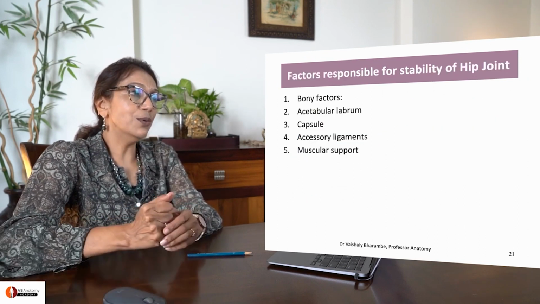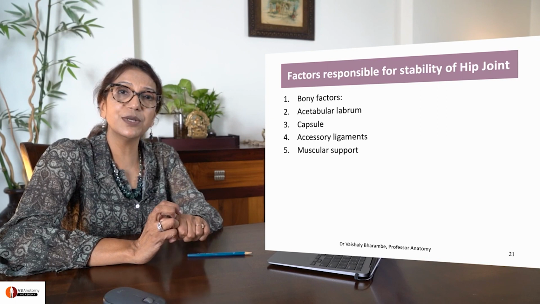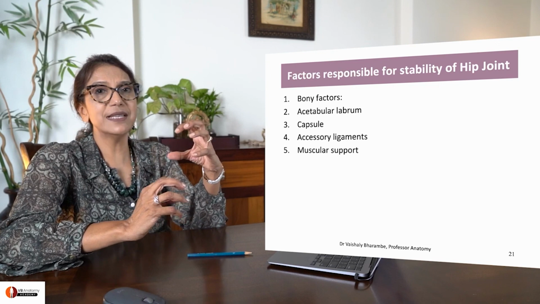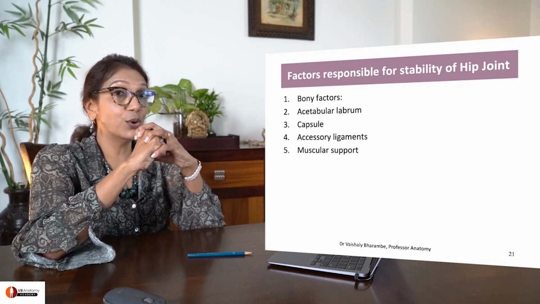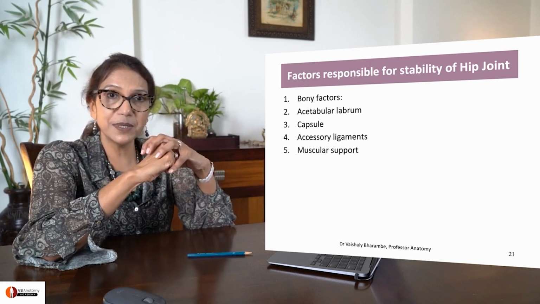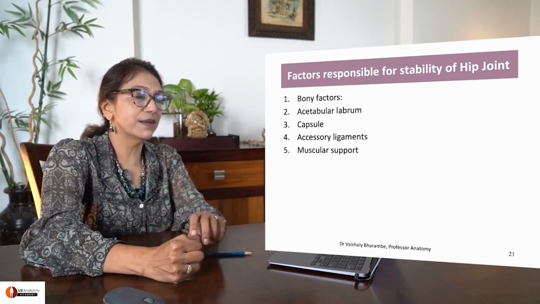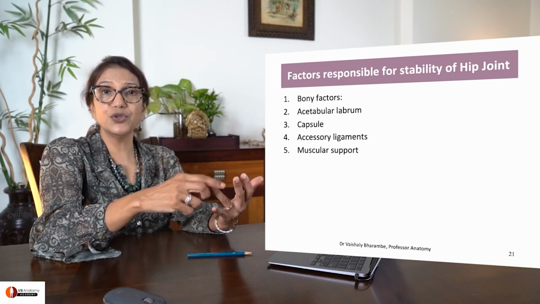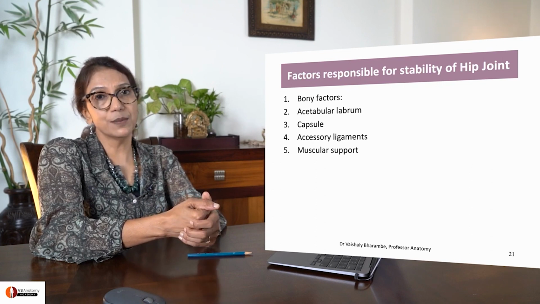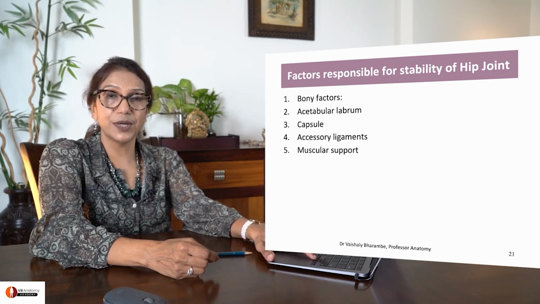Right. So now, how is it that the hip joint is stable? What are the factors that bring about stability of the hip joint? One are bony factors. That means the beautiful acetabulum and the head fitting well into it, good congruency leading to good stability. Acetabular labrum itself, which grips the head of femur well. The capsule, which is very strong and holds the two bones together. Accessory ligaments, iliofemoral, ischiofemoral, pubofemoral, and many others. And very strong muscular support. All these make for a very strong and stable joint, the hip joint.